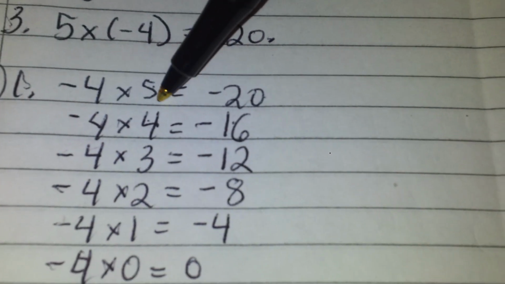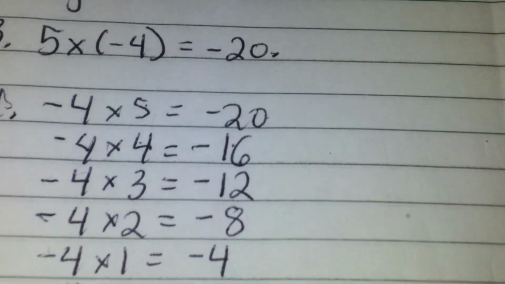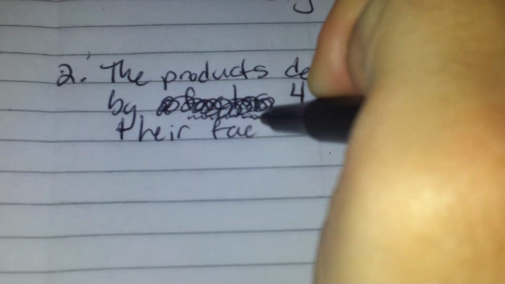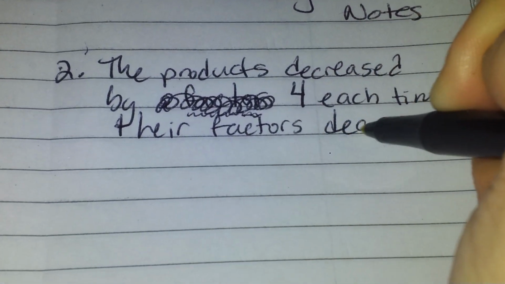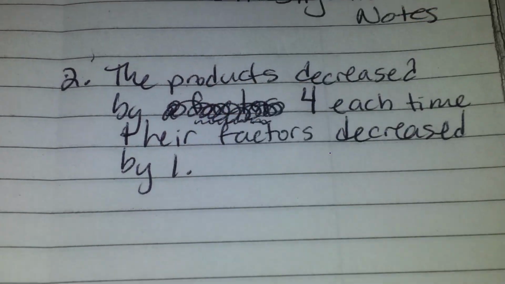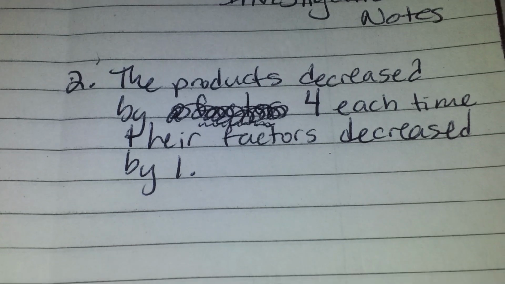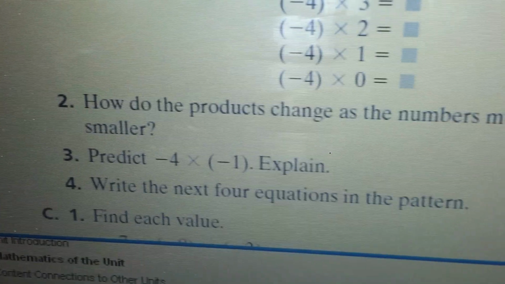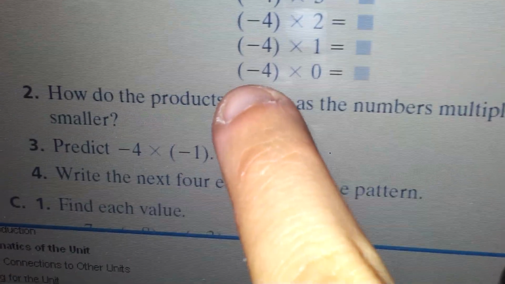Each time what? Each time their factors decreased by 1. So these are the factors, something that you multiply to get them. Each time their factors decreased by 1. And we're done with B2. The next problem is asking us to predict negative 4 times negative 1 and explain our answer. Well, we can do that. We did negative 4 times 0, and we got 0.